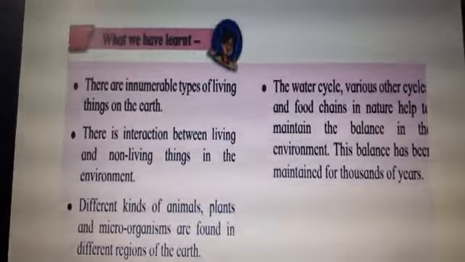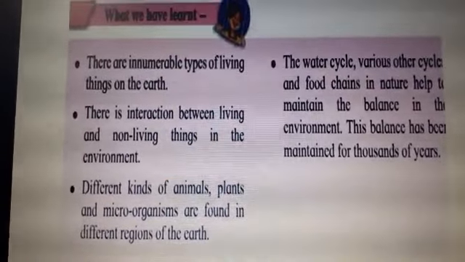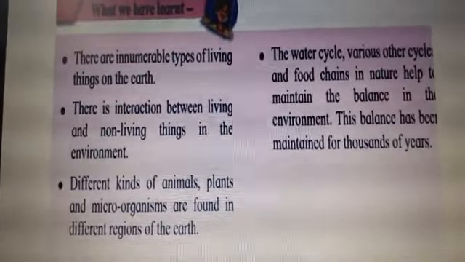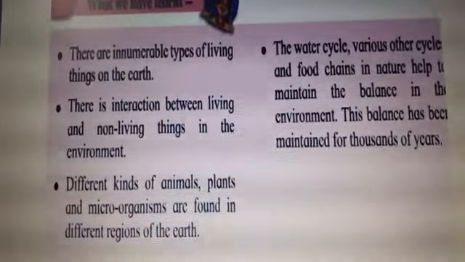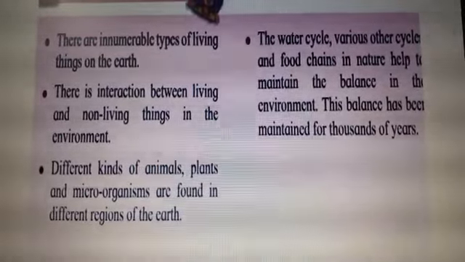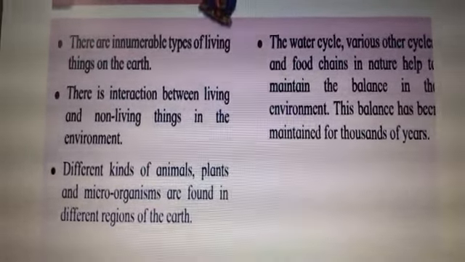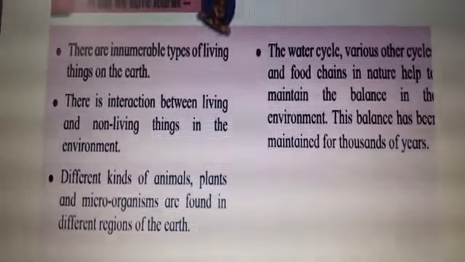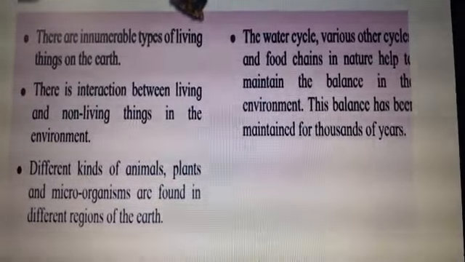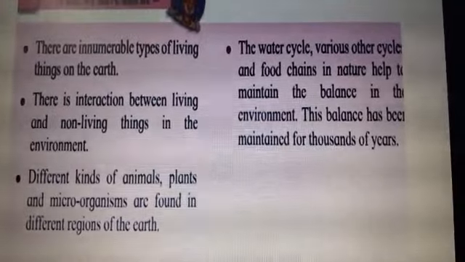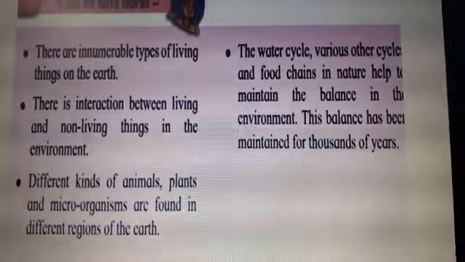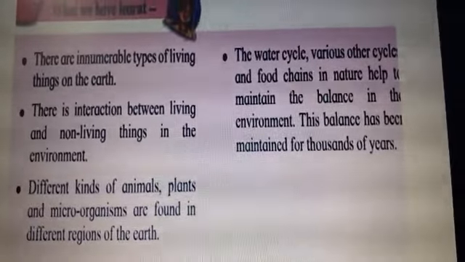Now let's see what we have learned in this chapter. In this chapter we have seen what? There are innumerable types of living things on the earth. We just cannot count, children, neither the insects, the birds, the animals, many varieties of them on the earth. There is interaction between living and non-living things in the environment. Different kinds of animals, plants and microorganisms are found in different regions of the earth. The water cycle, various other cycles and food chains in nature help to maintain balance in the environment. This balance has been maintained for thousands of years, and that is why we are living a happy life.